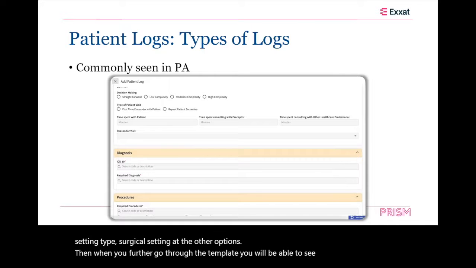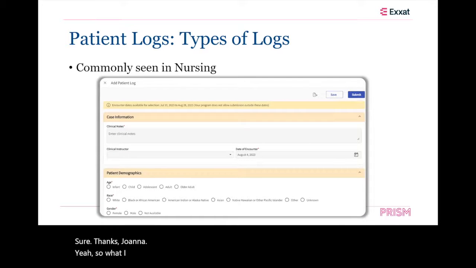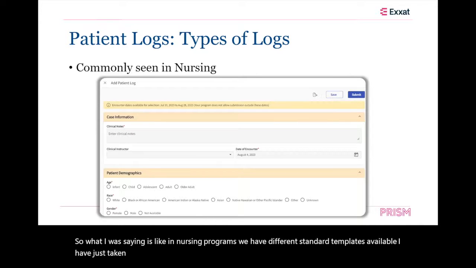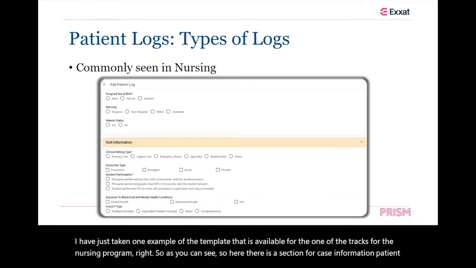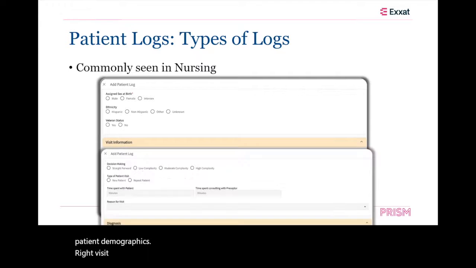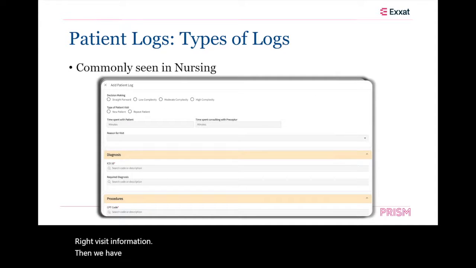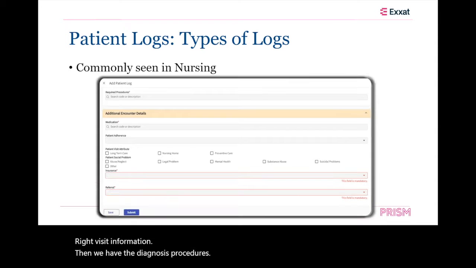Then this is the sample of a PT program. Here also you can see the encounter details, patient information sections, and then the interprofessional practice. In nursing programs, we have different standard templates available. I've just taken one example of the template that is available for one of the tracks for the nursing program. As you can see, here there is a section for case information, patient demographics, visit information. Then we have the diagnosis, procedures, then the additional encounter details.